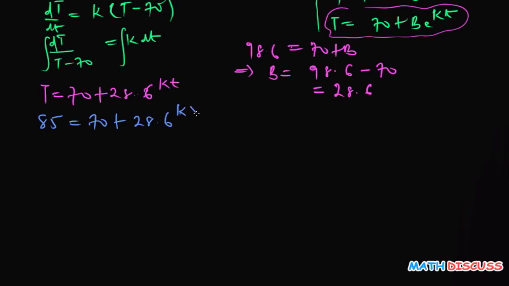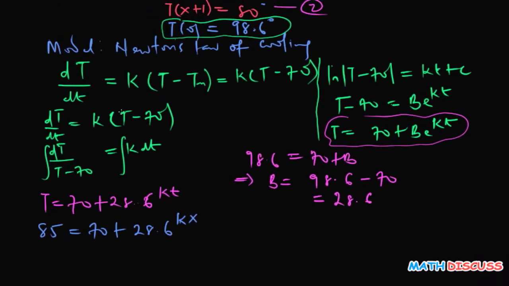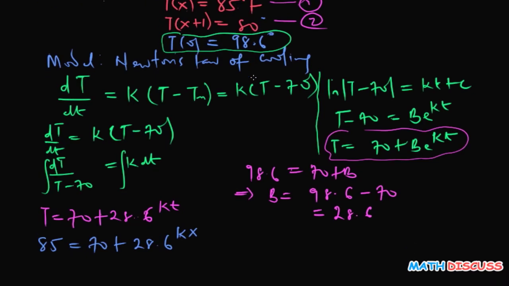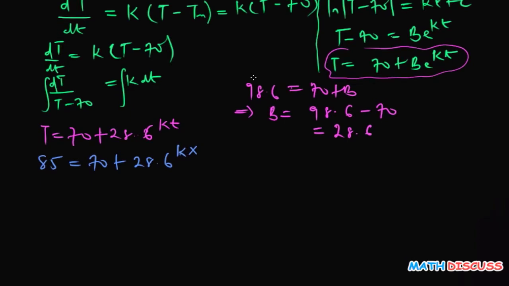Now when t is small x, and then the next condition says that when small t is x plus 1, big T is 80. So we're going to that now. It says 80 corresponds to 70 plus 28.6 k into x plus 1. So that's going to be kx plus 1, kx plus k.